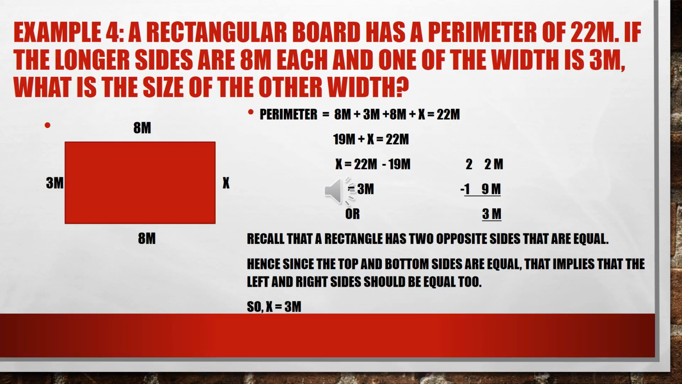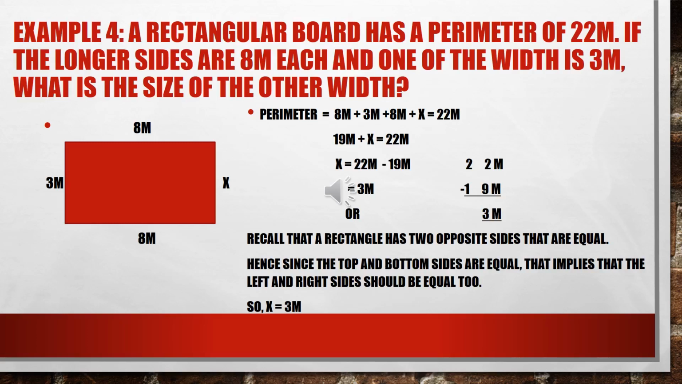So what do we do? We go back to our formula for finding the perimeter of a plane shape and we quickly do that. So perimeter is equal to what? Adding up all the sides, and let's add up all the sides now. So we go from bottom anti-clockwise to the top and then to the other side. So let's go 8 meters plus 3 meters plus 8 meters plus x, and we're expected to get 22 meters.